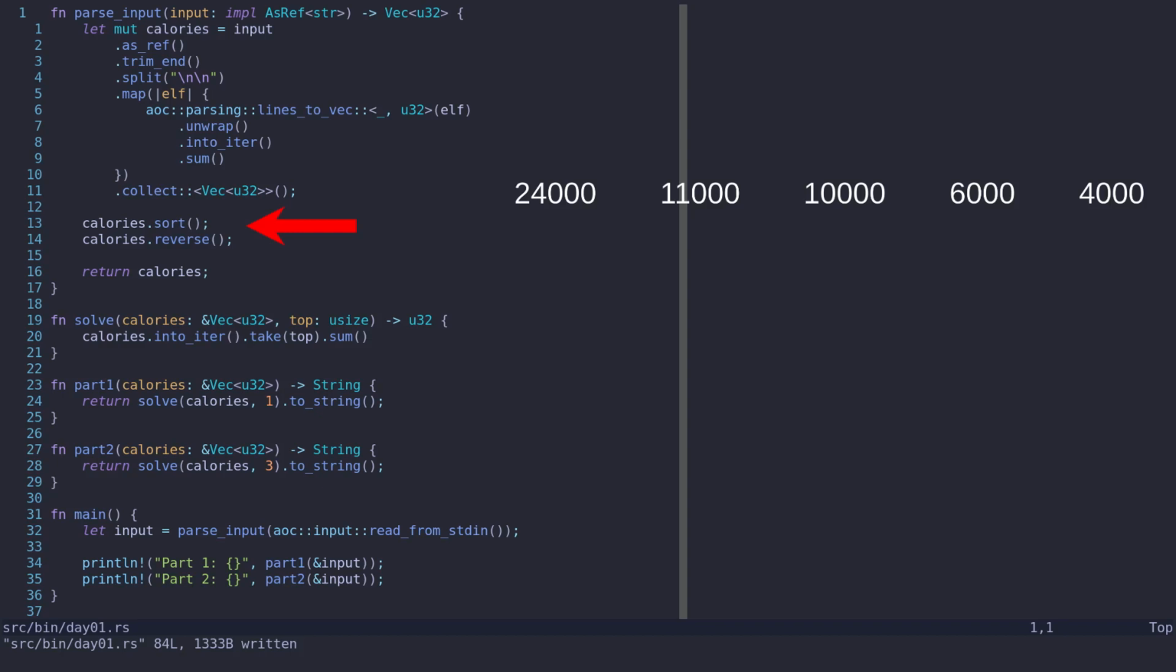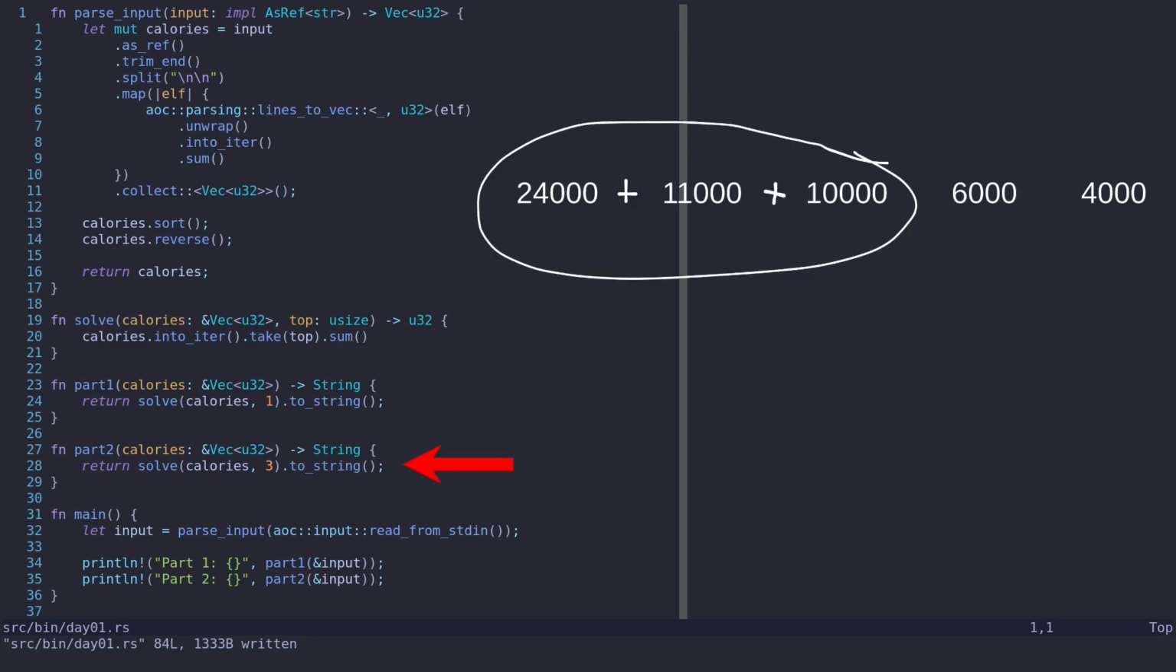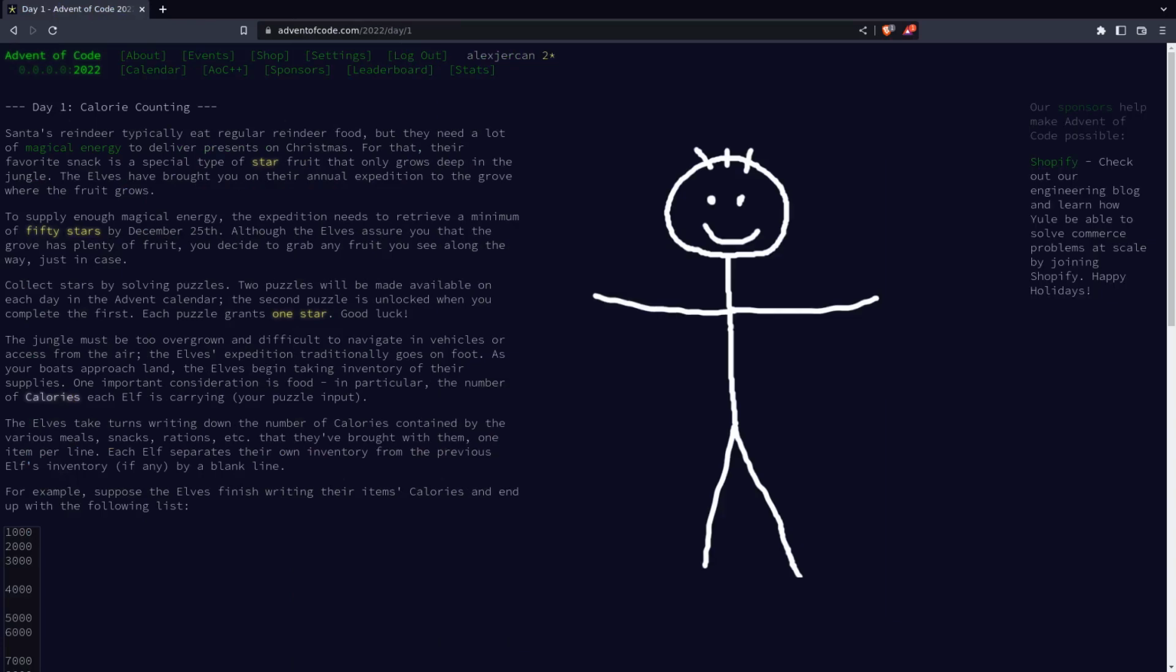Next, we sort the values in descending order. And for the first question, you get the first item. And for the second question, we get the first 3 items and sum them up. So basically this was the first day. It was pretty simple, but there will also be some more complicated problems along the way.